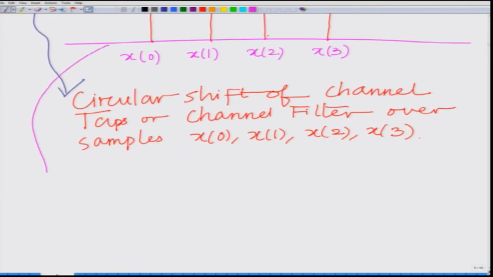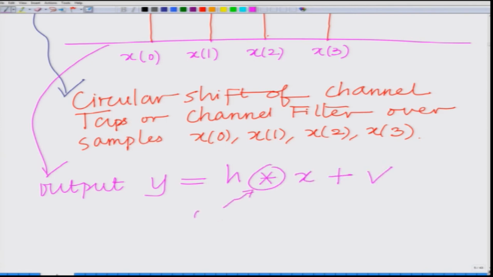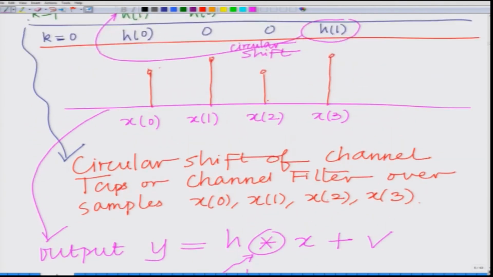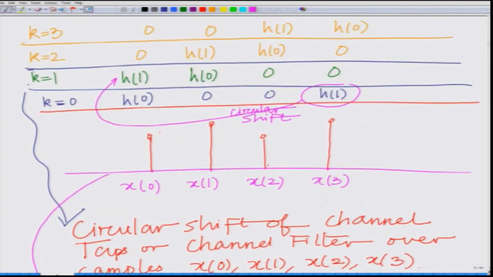So, the output Y equals H circularly convolved with X plus, of course, the noise V. So, this represents your circular convolution.